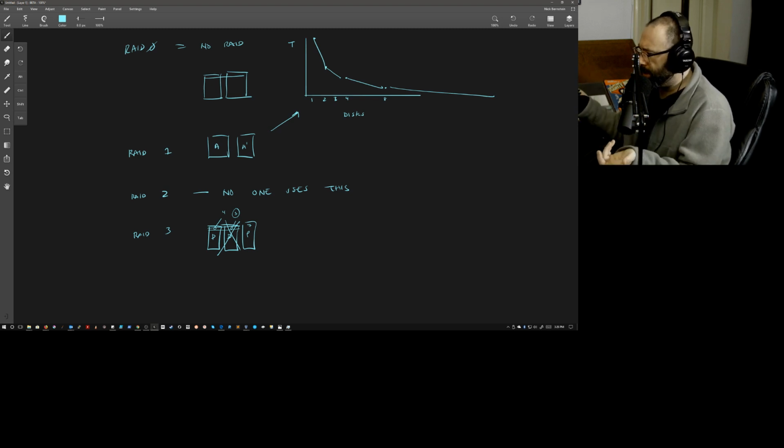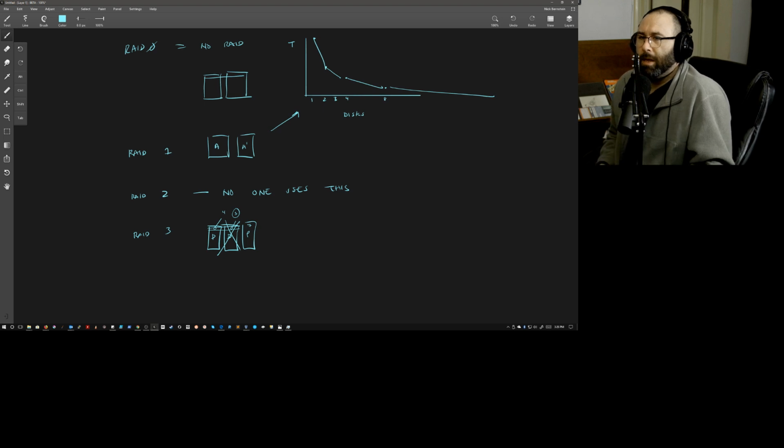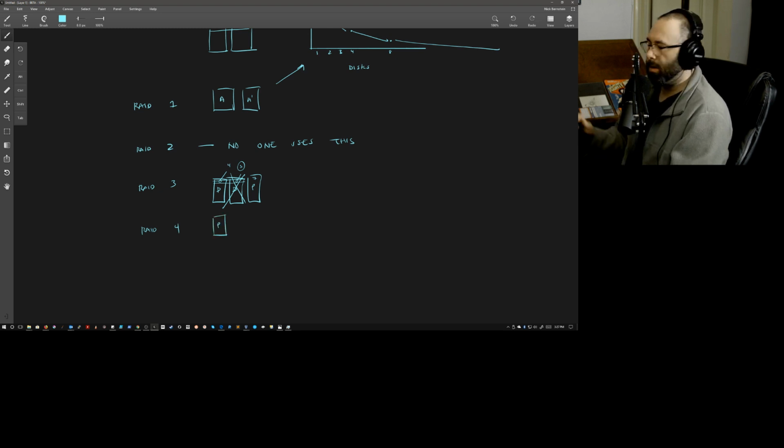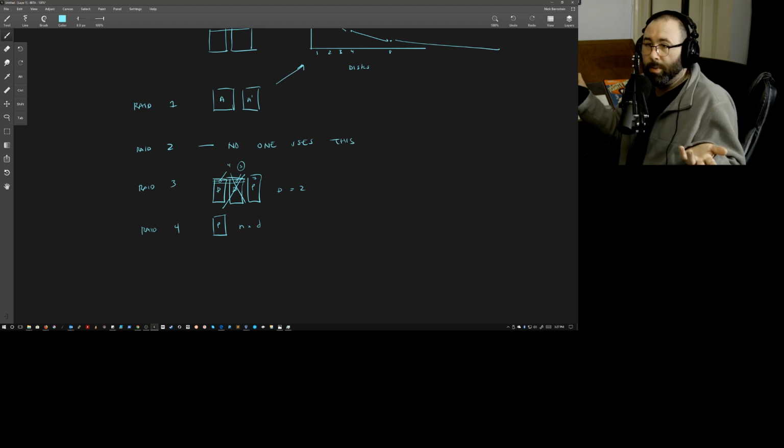So RAID 3 was pretty good, but it was really only giving us a little bit more space, right? It was basically 2 data disks and a parity drive, and then that led us to RAID 4. So RAID 4 is basically a parity drive, and I'll flip this over so we get P here for parity, and then N number of data disks, right? So N times D. So here D is equal to 2. Here D is equal to however many you want.